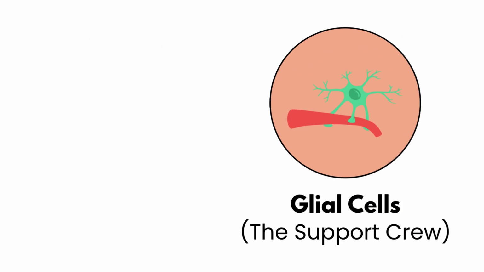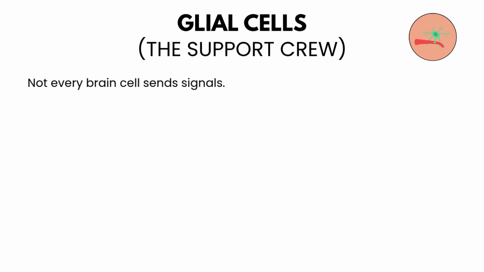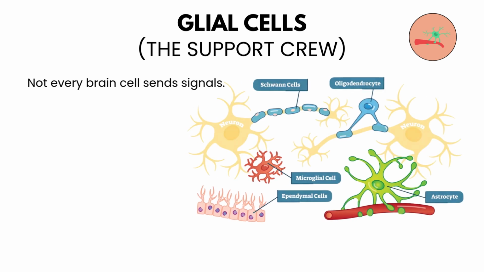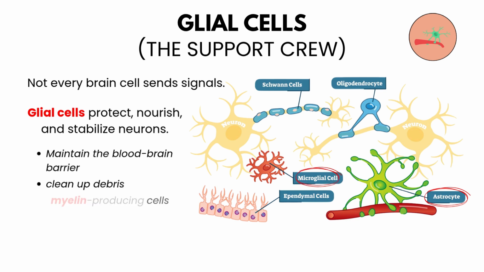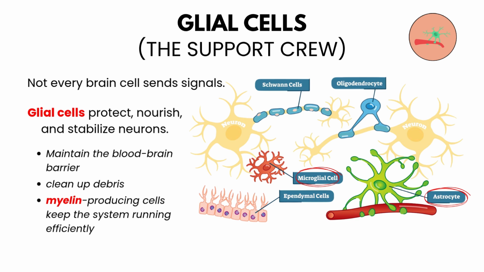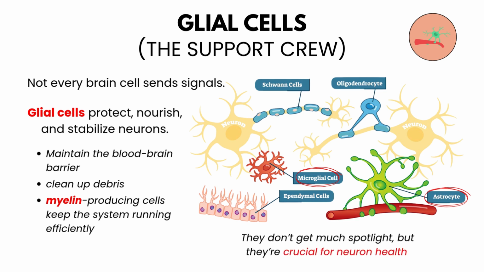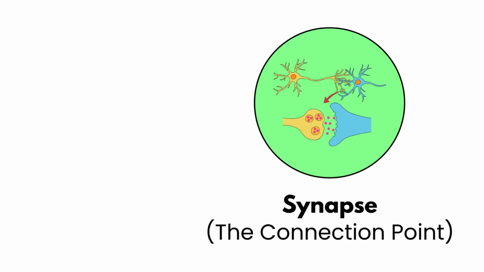Glial cells, the support crew. Not every brain cell sends signals. Glial cells protect, nourish, and stabilize neurons. Astrocytes maintain the blood-brain barrier, microglia clean up debris, and the myelin-producing cells keep the system running efficiently. They don't get much spotlight, but they're crucial for neuron health. And yes, they're tested.